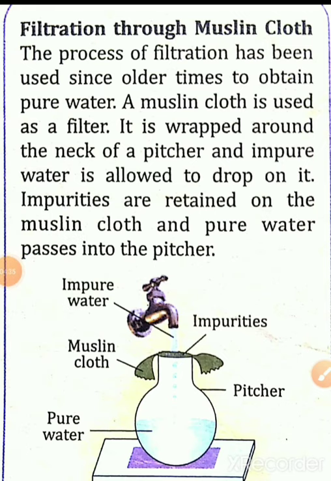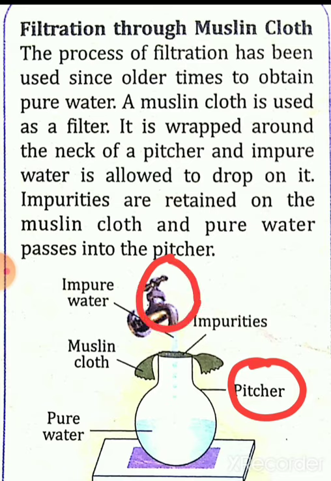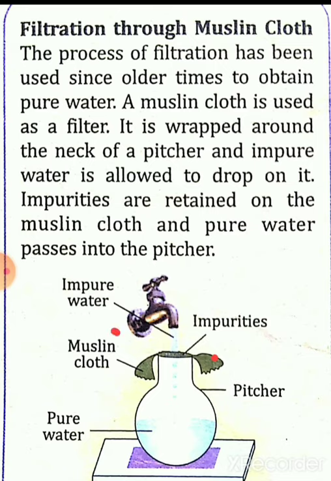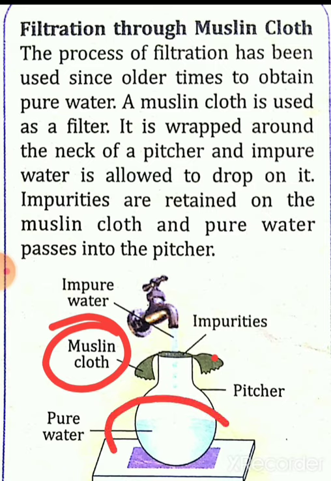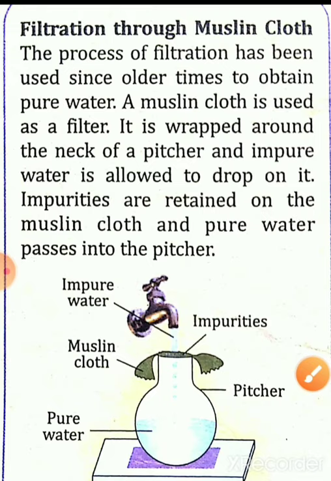With the help of muslin cloth, the process of filtration is used to obtain pure water. In this case, a muslin cloth is used as a filter. Here you can see a container, that is a pitcher, and from a pipe or tap water is coming out. This is the muslin cloth, so the water is allowed to pass through the muslin cloth to get pure water. In this way we can obtain pure water by the use of muslin cloth, that is the filtration process.